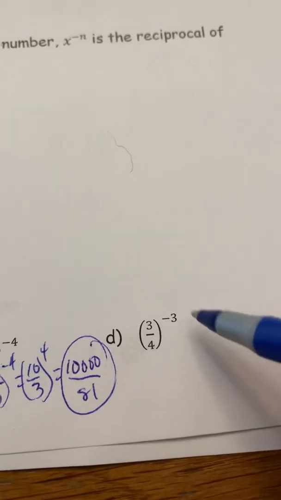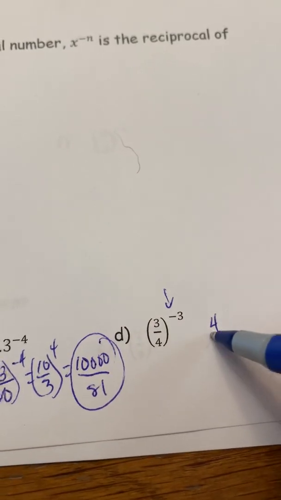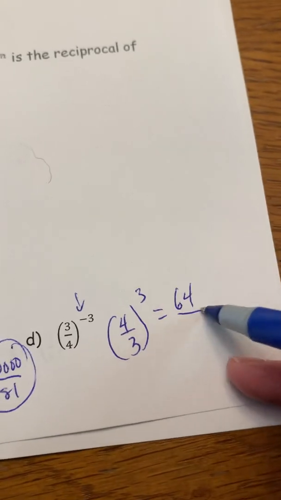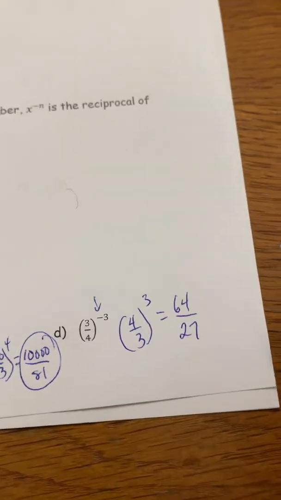Here we go. Negative exponent. We're going to write the reciprocal of the base, 4/3. This becomes a cubed. We get 64. 3 cubed is 27. Okay, so that's just a little bit of the background.